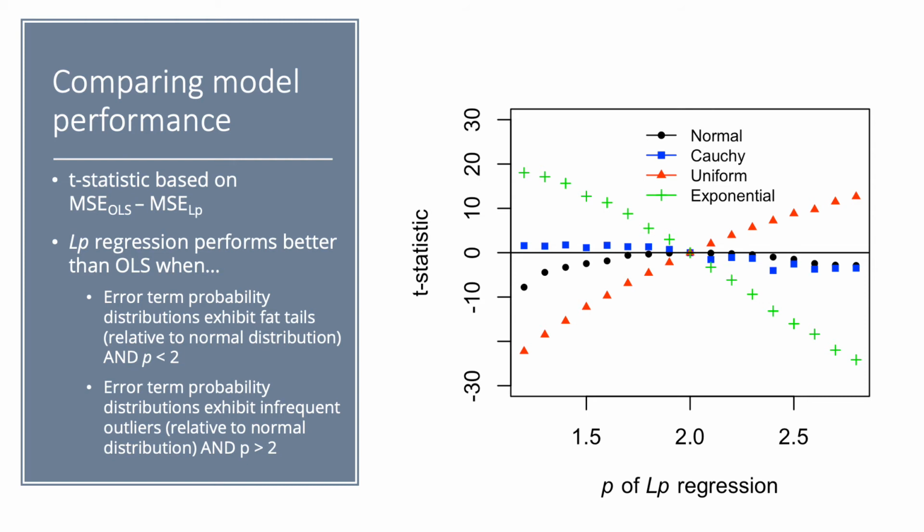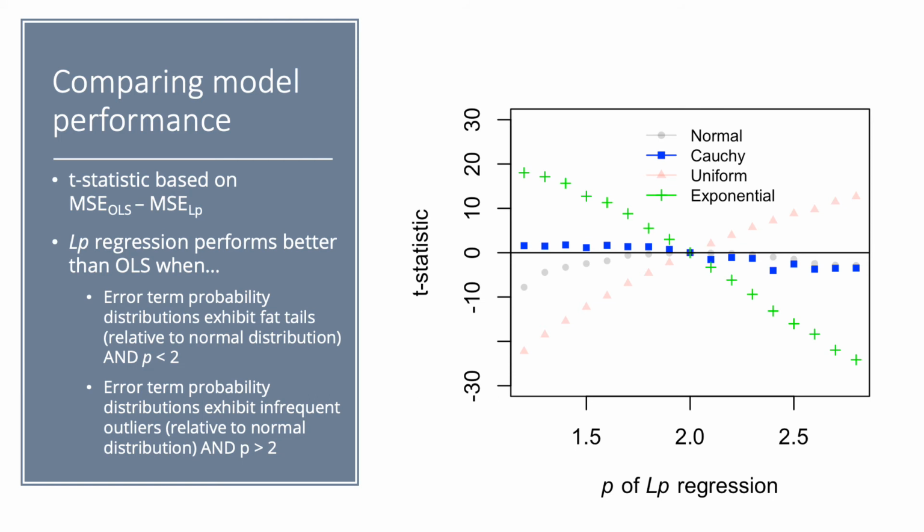Since the t-statistic of the test was based on the MSE of the OLS coefficients minus the MSE of the LP regression coefficients, a positive sign indicates LP regression superiority, while a negative sign indicates OLS regression superiority, because MSE is inversely related to model performance. For normally distributed error terms, the t-statistic was always negative, except for when p equaled 2, meaning that OLS performed best under normally distributed errors, and as expected, the two models performed identically when p equaled 2. This latter statement was true regardless of the error term distribution.